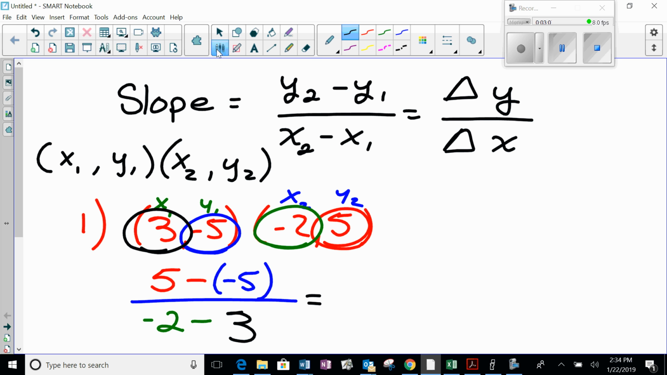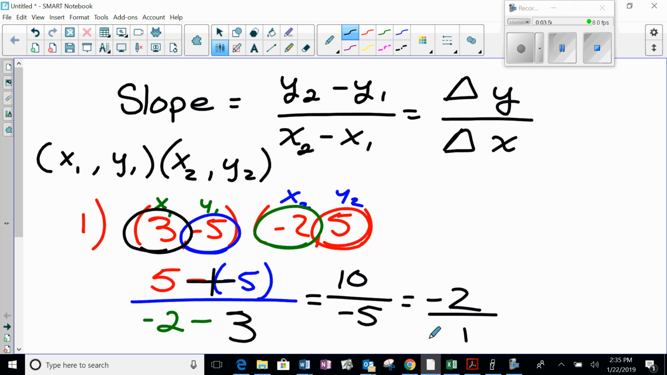But that's okay. Alright, so we have 5 minus negative 5. What happens when you have minus a negative? It becomes a positive, so the negatives cancel, so we have 5 plus 5, which is 10. Now I have negative 2 minus 3, which is negative 5. And then we simplify the fraction, which is negative 2 over 1 or negative 2. You could say negative 2 or you could say negative 2 over 1. It does not really matter if you put the negative sign in the numerator, in the denominator, or just out in front. It's all the same thing.